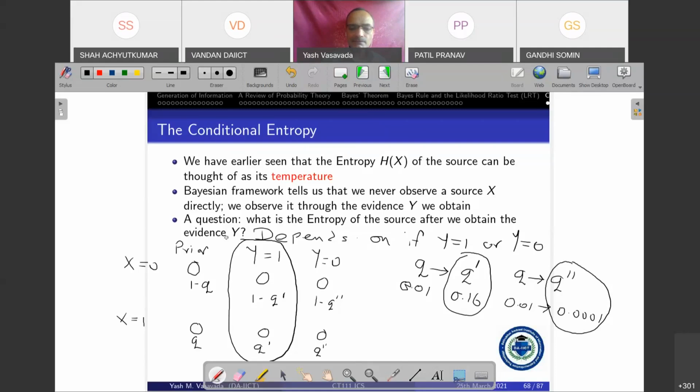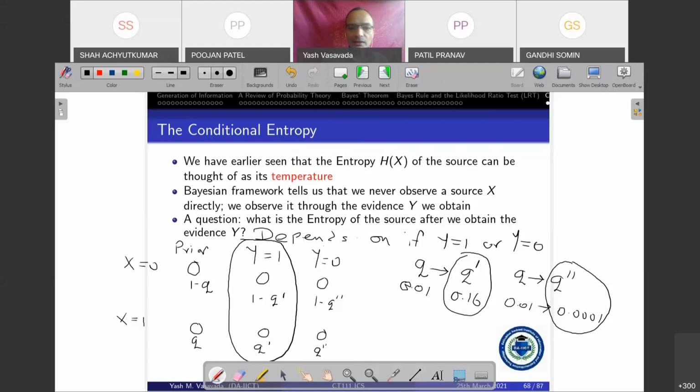Sir, it can be as we did in Bernoulli. What will be the entropy of the source if y is equal to 1? It will be the summation of q prime log base 2 of 1 over q prime, plus 1 minus q prime log base 2 of 1 over 1 minus q prime. Yes. So it will be the same entropy formula for the binary source, except q will be replaced by q prime.